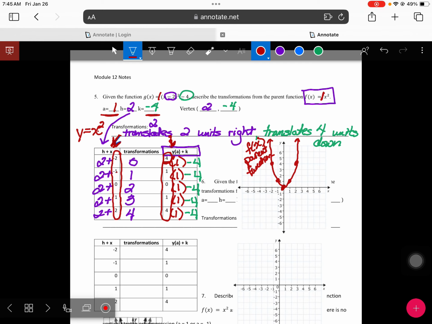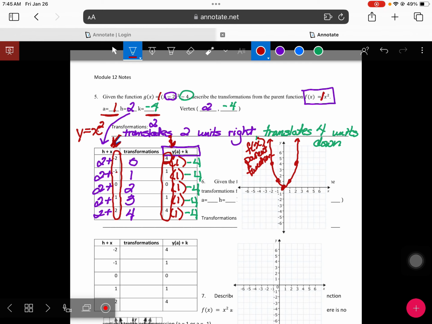So that's why we get 2 plus the old parent function. That gives me 0. 2 plus negative 1 gives me 1. We do the same thing for my a value and my k value. And now we just have to simplify that to give me my new k values.